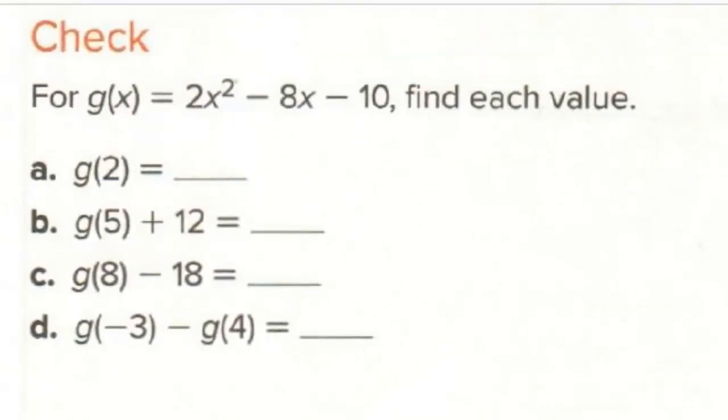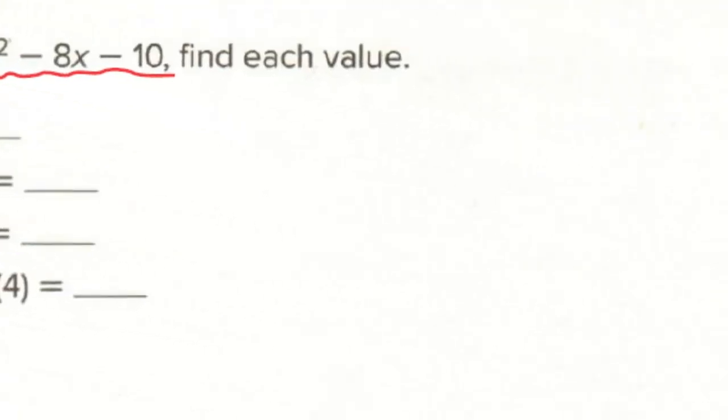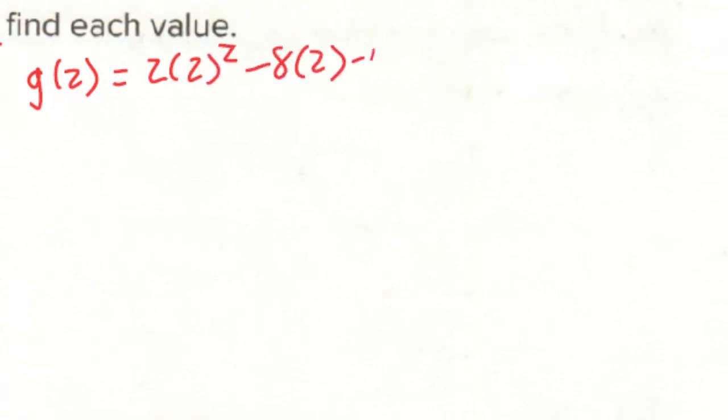Okay, for this one, we're using function g, and here's the rule for function g: 2x squared minus 8x minus 10. Okay, for the first one, we're going to evaluate g of 2, and that will give us 2 times 2 squared minus 8 times 2 minus 10.